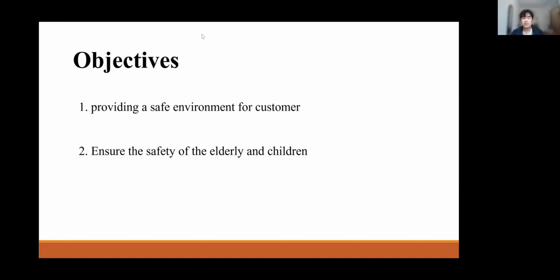And then our group thought, is there a system that can help us to watch the elderly and the children at home in real time? Then we came up with a remote home control system. There are two objectives of our system. One is providing a safe environment for our customers, and another one is ensuring the safety of the elderly and the children. Then I will invite Li Ziwei to talk about the next part of our presentation.